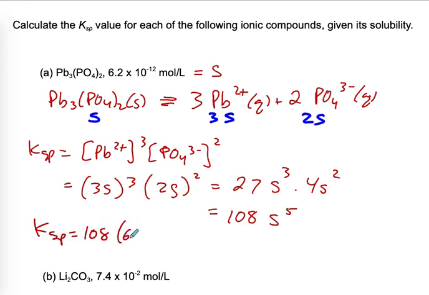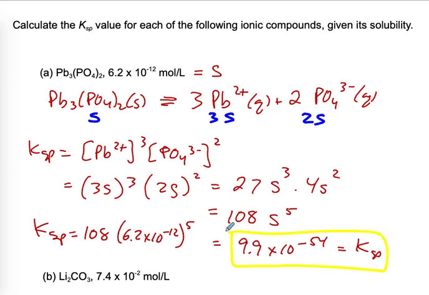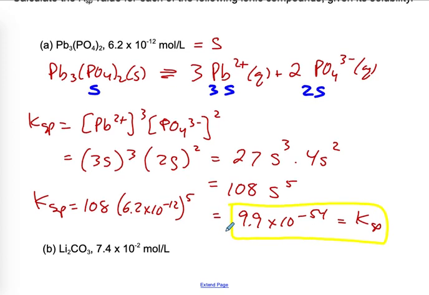108 times 6.2 times 10 to the negative 12th. Again, that's the solubility that was given in the initial part of the problem, raised to the 5th power, or 9.9 times 10 to the negative 54th. Ludicrously small number, but it is what it is. If you'd like to do another example, you can do the same for lithium carbonate.